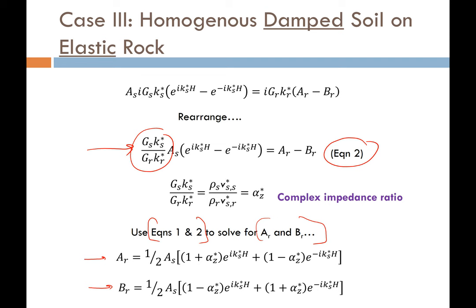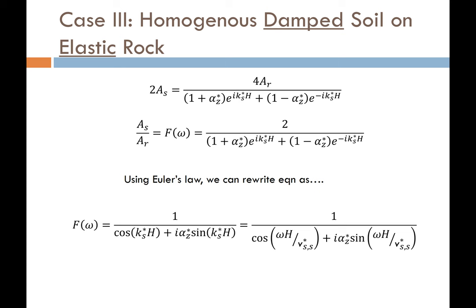So if we continue to modify the math on those equations and break them down and simplify them, what we get is the ratio of the A term in the soil versus the A term in the rock. And that ratio, by definition, is the same thing as our transfer function. So then we can just swap the equations for A sub S and A sub R in, simplify them and break them down, and we get this guy right here.